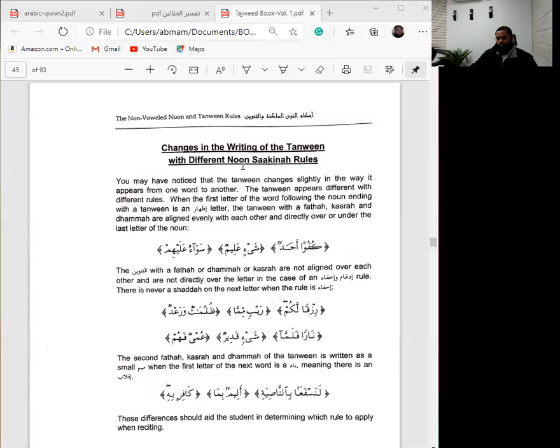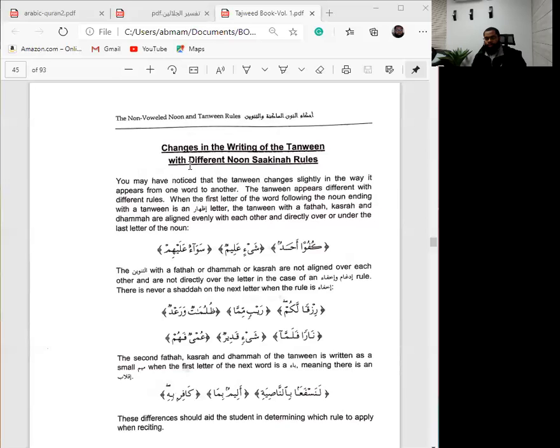So here, Sister Karima is pointing out where the Noon, Sakin, or Tanween may look different, depending on the ruling that it has. So she says: changes in the writing of the tanween with different noon sakin rules.